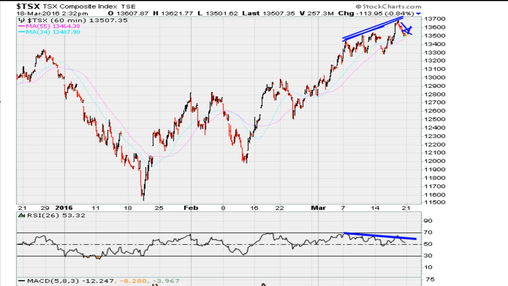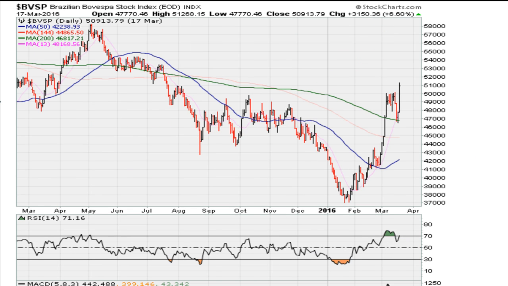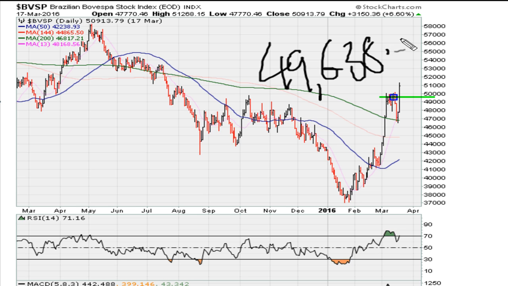We take a look at the Brazilian market, and we can see on the daily, after moving back above the 200-day moving average, the market went above it, came back, tested it, and now is trading even higher. So the level to watch here as far as the Brazilian market is concerned is if it can continue holding above the recent daily closing high, and the level to watch there for the market to continue staying at least stable, if not healthy, is 49638.68, which happens to be the recent daily closing high.